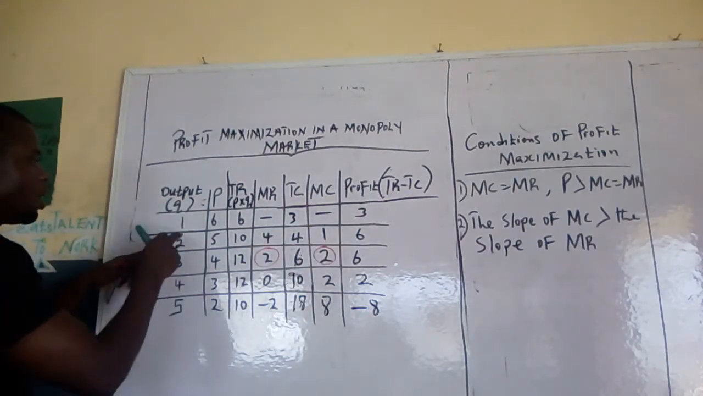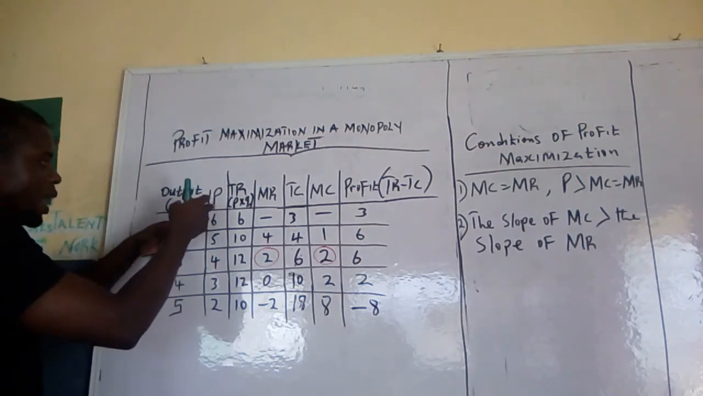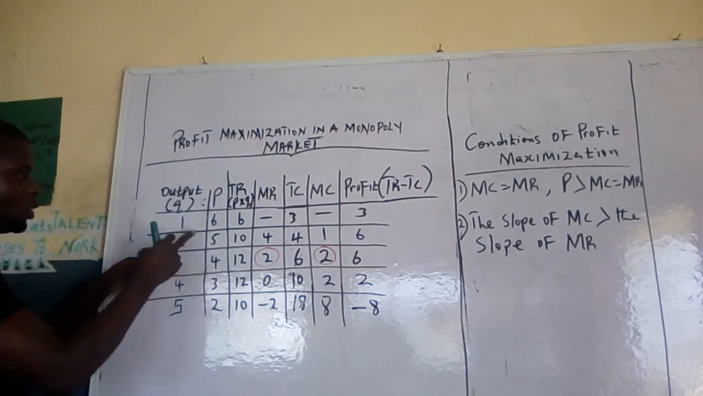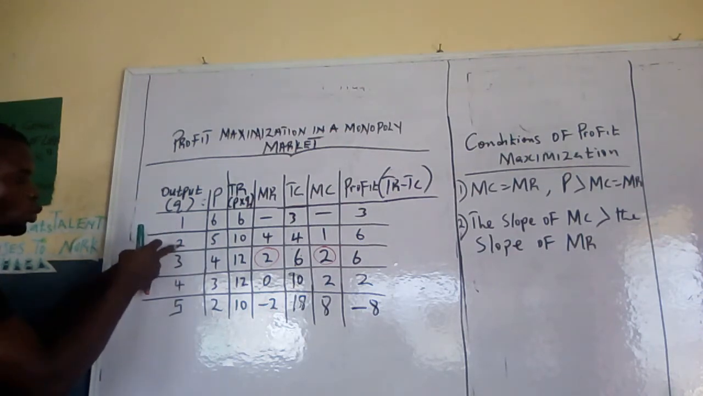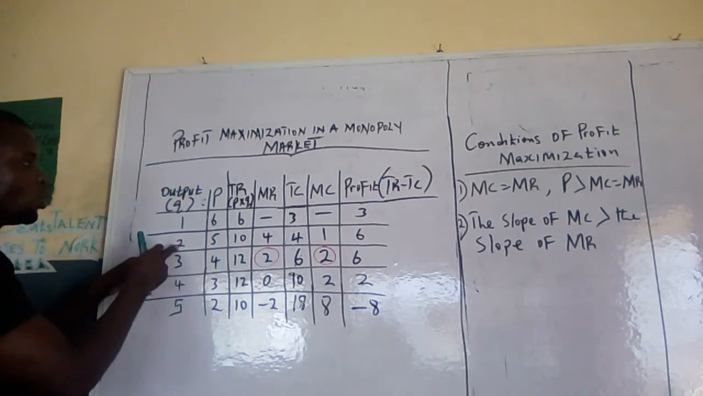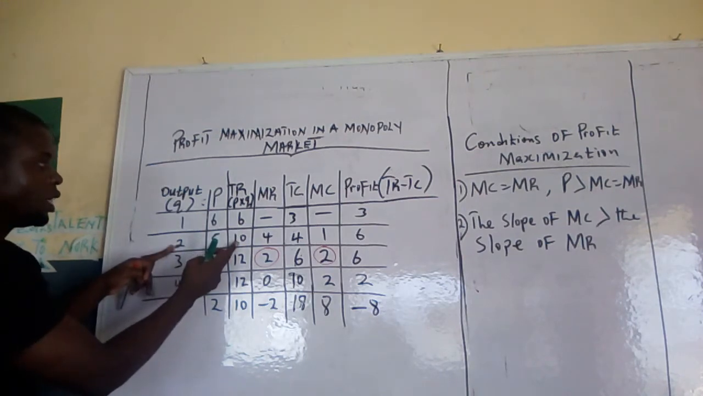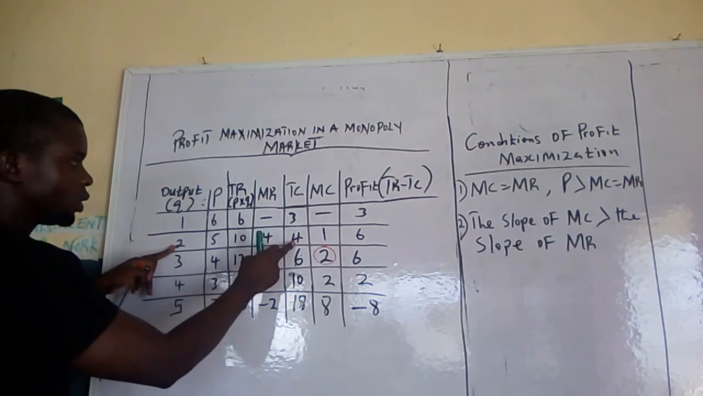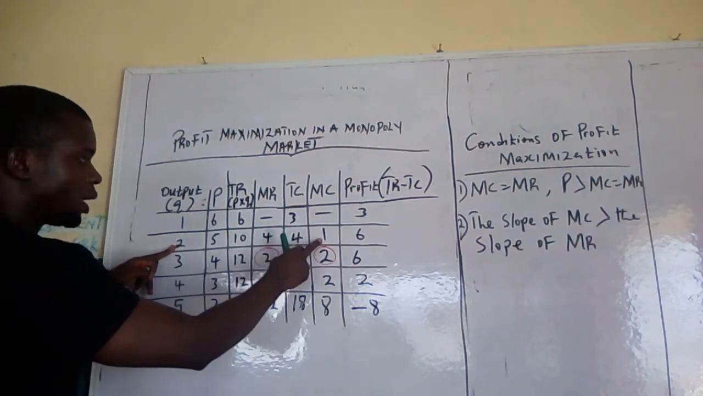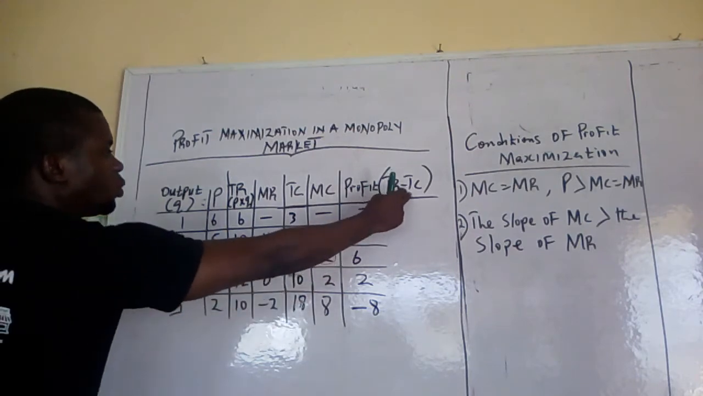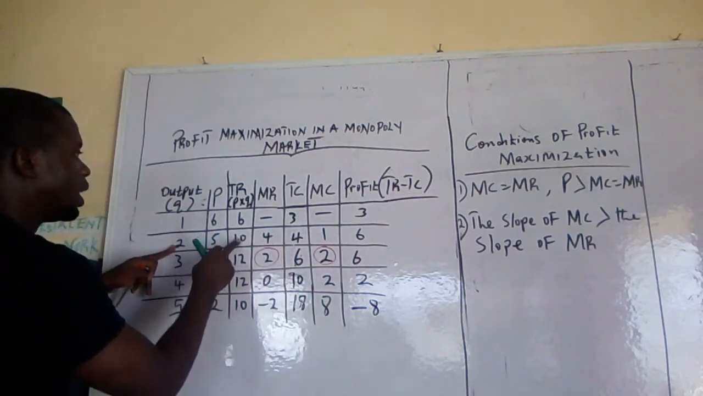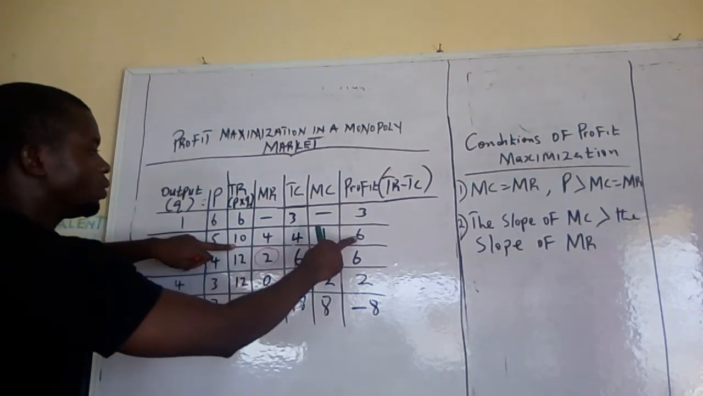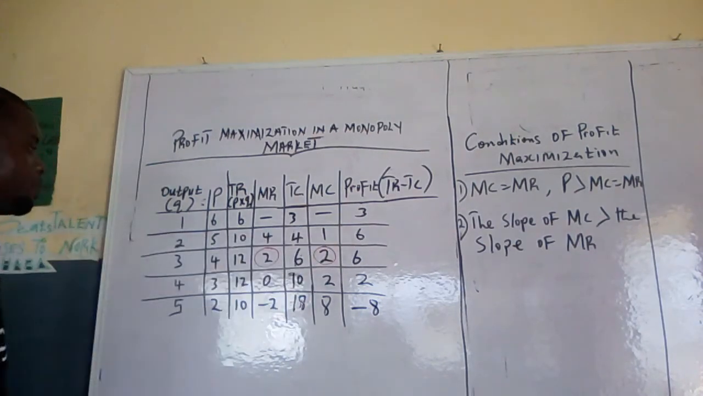But when the price reduces from $6 to $5, there is an increment. You can see that quantity demanded increases to 2 units. The total revenue also increases to $10. The total cost is 4, and then our marginal cost is 1. Our profit becomes total revenue minus total cost, which is 10 minus 4, giving us $6. So this is the profit here.